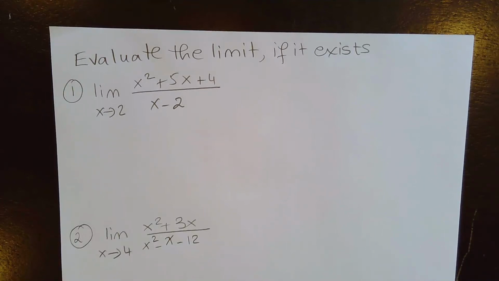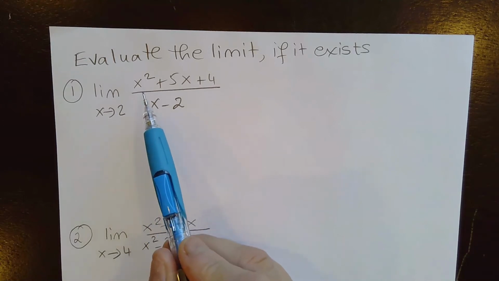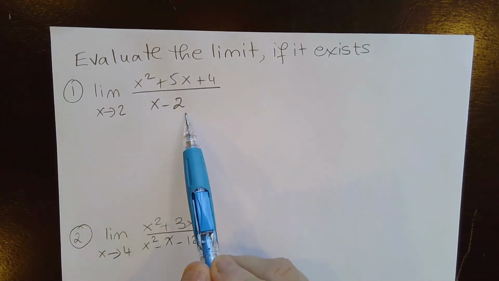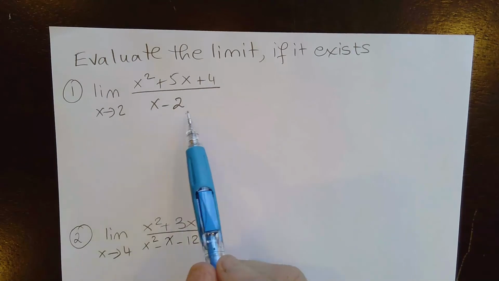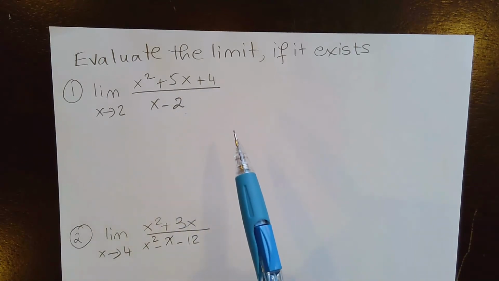Everybody, today we're going to find the limits if they exist. So let's take a look at the first problem. We have the limit as x approaches 2 of x squared plus 5x plus 4 over x minus 2. Now, 2 is not in the domain of the function, so we cannot apply direct substitution.